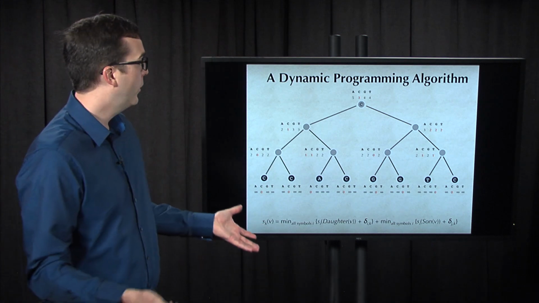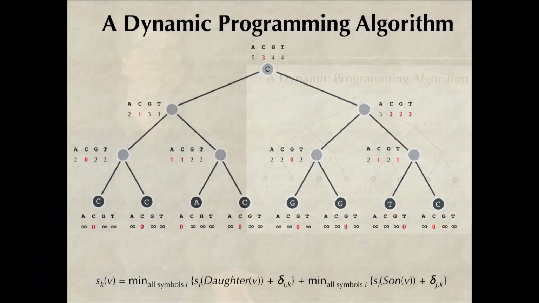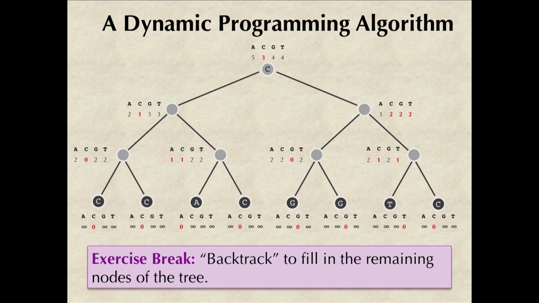So when we move to the root, the minimum parsimony score is going to be corresponding to symbol C, which means that we should assign C to the root, because we said that the minimum parsimony score of the tree was the minimum at the root over all symbols. So to reconstruct the other ancestral states, you're going to need to flex your dynamic programming muscles once again and implement a backtracking approach that goes from the root down to the leaves and assigns symbols.